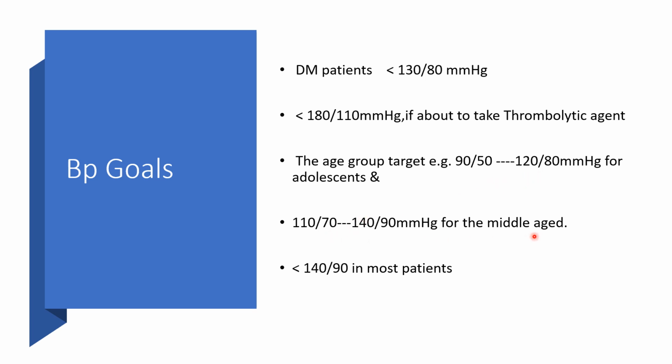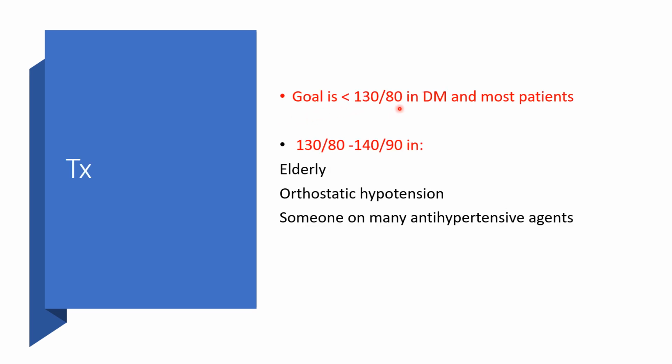Okay. For middle age, 110 to 140 over 70 to 90 will be fine. And for most patients, anything less than 140 over 90 is fine. But the American Heart Association has brought it down to 130, 125 over 80 thereabout. The goal is less than 130 over 80 in diabetes mellitus patients and most patients; 130 over 80 to 140 over 90 in elderly patients, in anyone with orthostatic hypotension, in someone on many antihypertensive agents. This will be the target. Because we are not just going to give this medication for no specific targets per se. There must be a target.